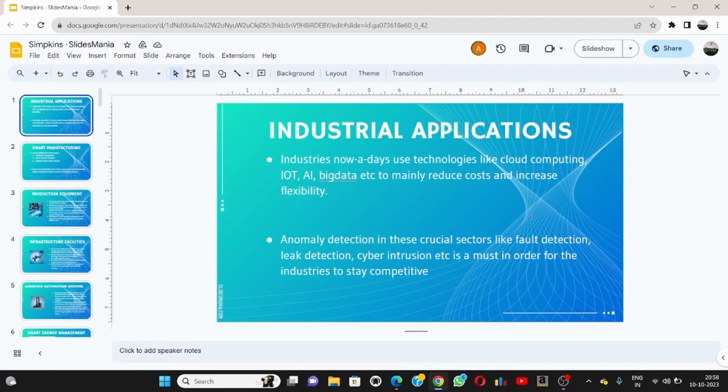So let's start section 3, that is industrial applications. Various industries have increased their competitiveness by adapting to the changing environment using the latest digital technologies like cloud computing, big data, mobile devices, IoT, AI, etc. Anomaly detection in crucial areas like fault detection, leak detection, and cyber intrusion is a must in order for industries to stay competitive.